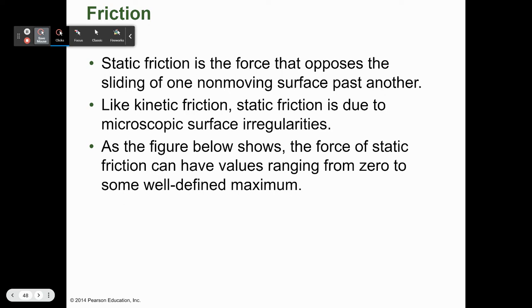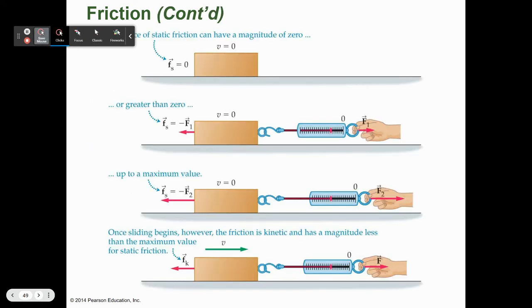All right, so now let's talk about static friction. Static friction is the force that opposes the sliding of one surface past another when they are not moving relative to each other. So kinetic would be two surfaces moving past each other; static is when the surfaces are not sliding. It's due to those microscopic irregularities again, and there's going to be a figure that will show what we're talking about. So here we go.